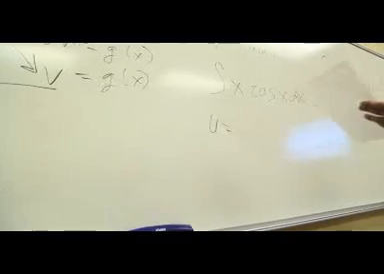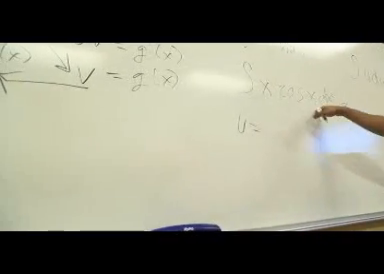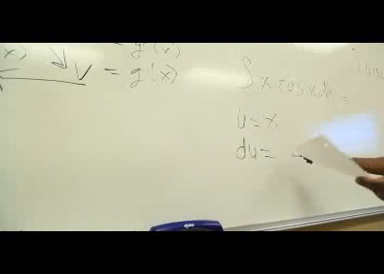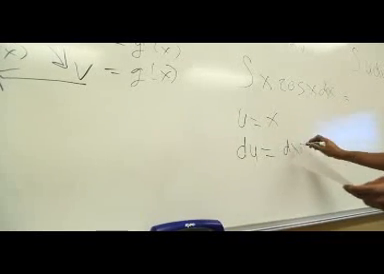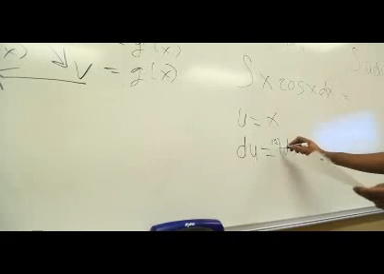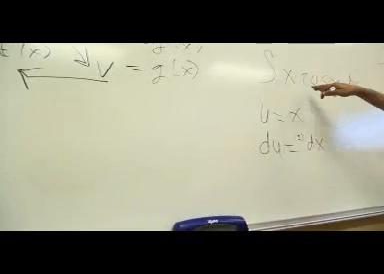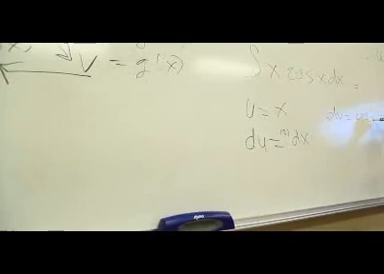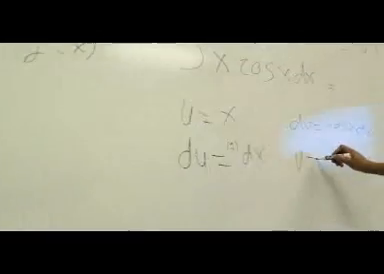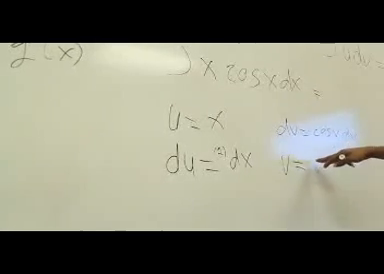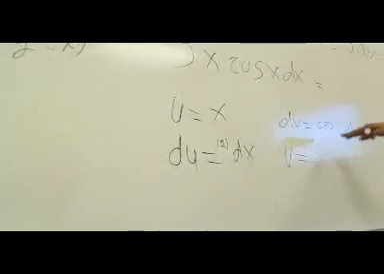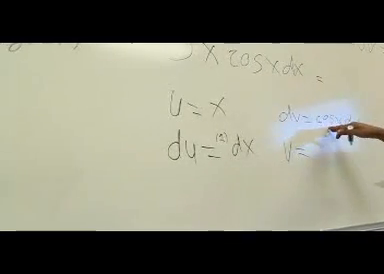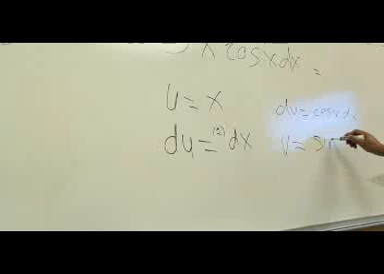So our u will equal our first function in this, that's our x, and our derivative of x, du, is just going to be dx, with 1 as a constant somewhere in here. Our dv is going to be the rest of the function. dv equals cosine x dx, and we find our v by asking: what's the function whose derivative is cosine x? That is sine x.